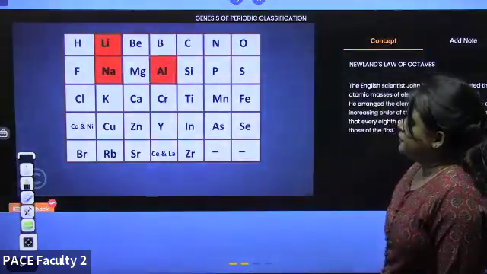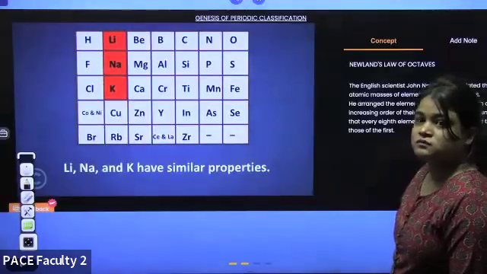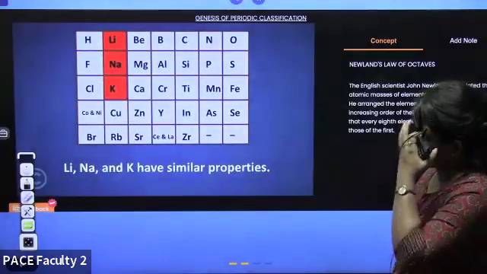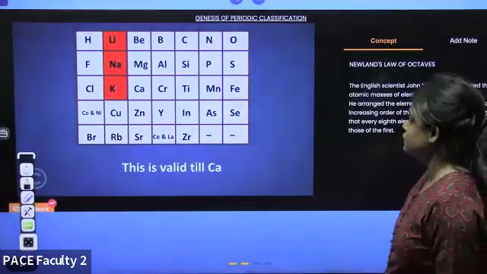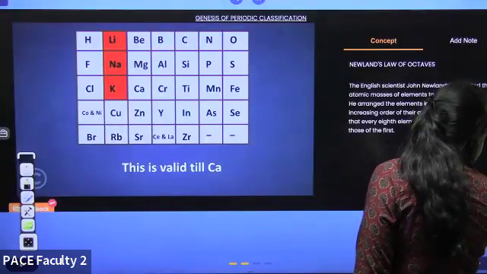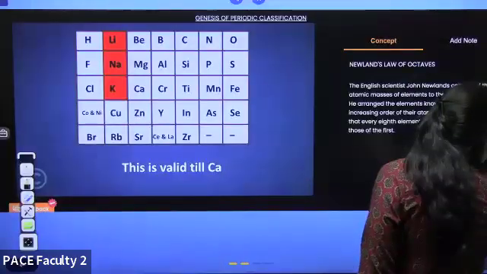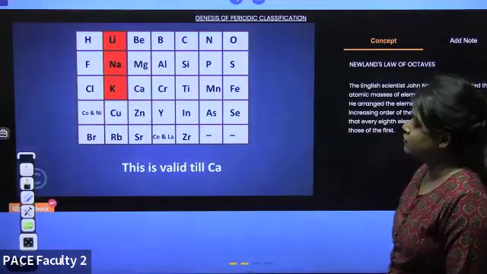In 1866, the English scientist James correlated the atomic masses to their properties. He arranged the elements known at that time in an increasing order of their atomic masses and found that every eighth element has properties similar to those of the first.